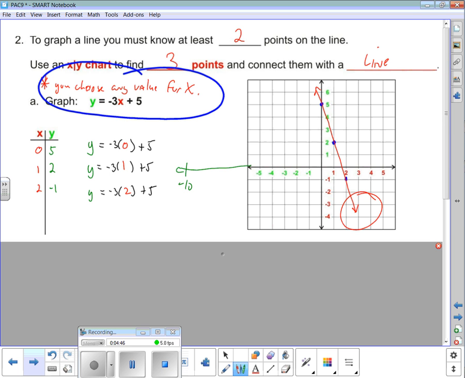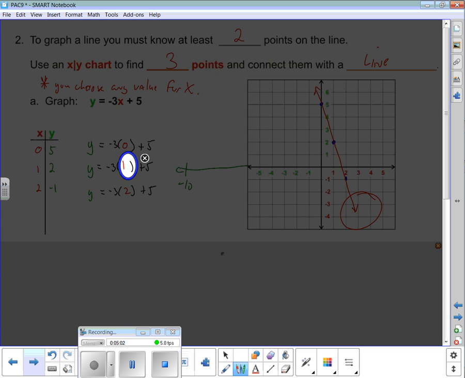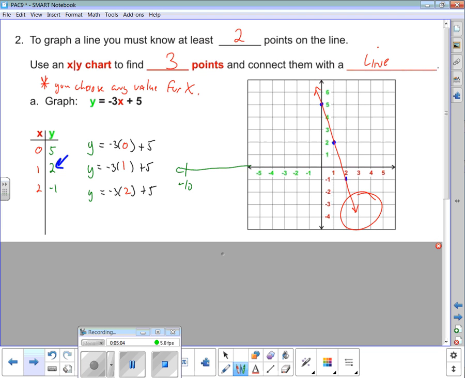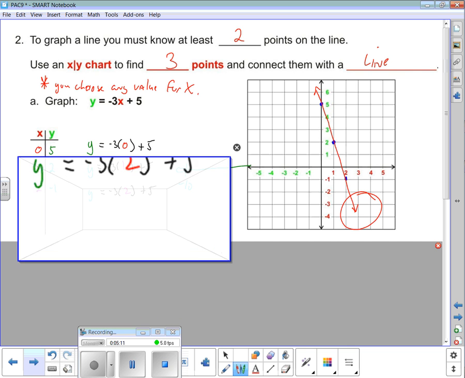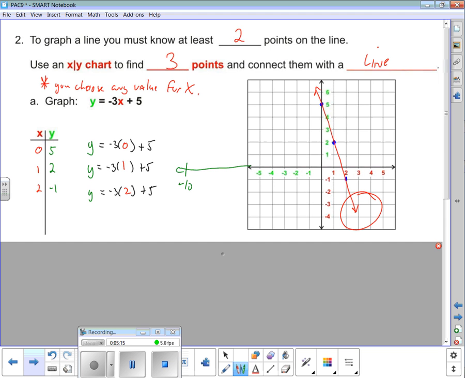What's the best value? 0. 0 is the best value to choose for x. You can choose anything else. We chose 0. When we put it into the function, we found the y value to be 5. When we did 1 and put it into the function, we found the y value to be 2. And when we chose 2 for the independent variable, the x value, we found that the y value would be -1. Okay, we graphed the line. So that's where we're at.